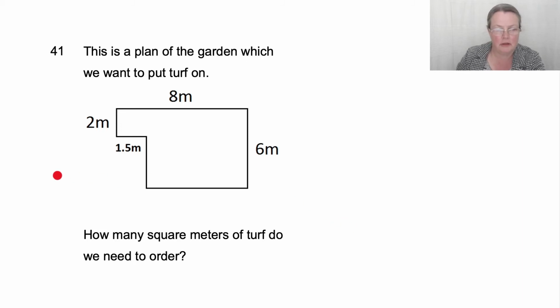Right, let's have a look. Let's get our writing pen. I'm going to make this a big rectangle like that, and then I'm going to find out what that is and take it away. So 8 times 6.